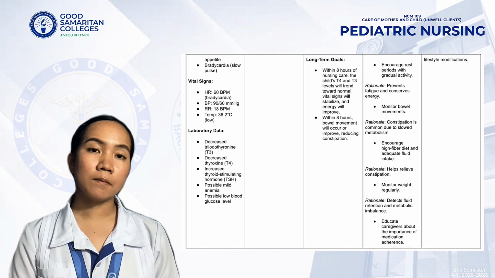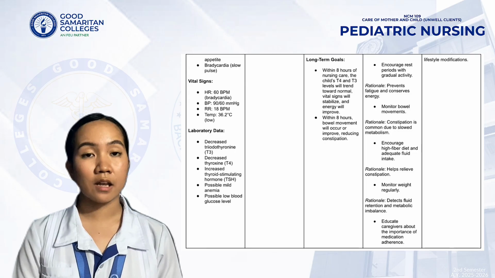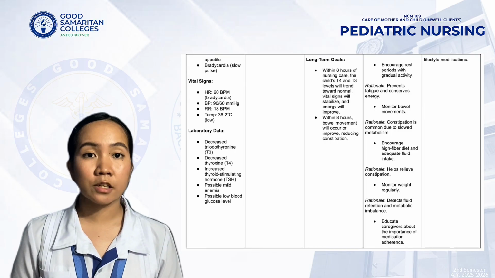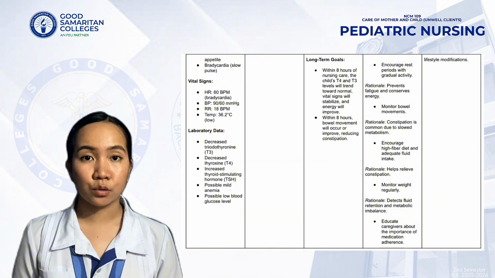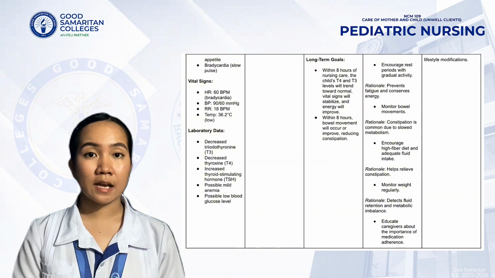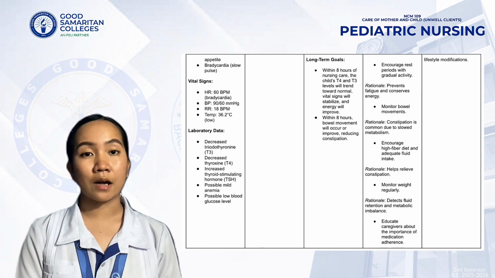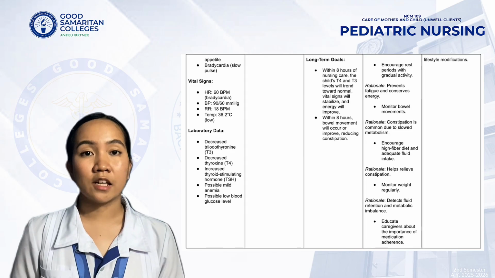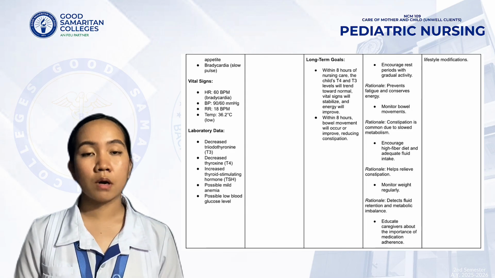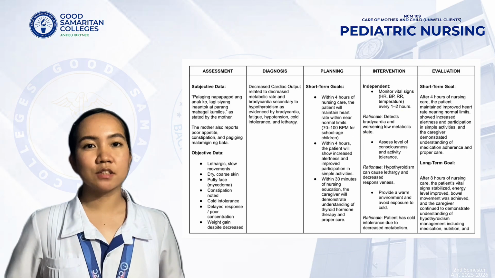So, sa long-term goals naman po natin, ito po yung within 8 hours, the child's T3 and T4 levels will trend toward normal. So, magiging normal po siya. And vital signs will stabilize. Yung kanina po, bradycardia na nagkakaroon po ng improvement. And then, energy level will improve din po. And bowel movement will improve to occur. So now let's proceed to interventions.